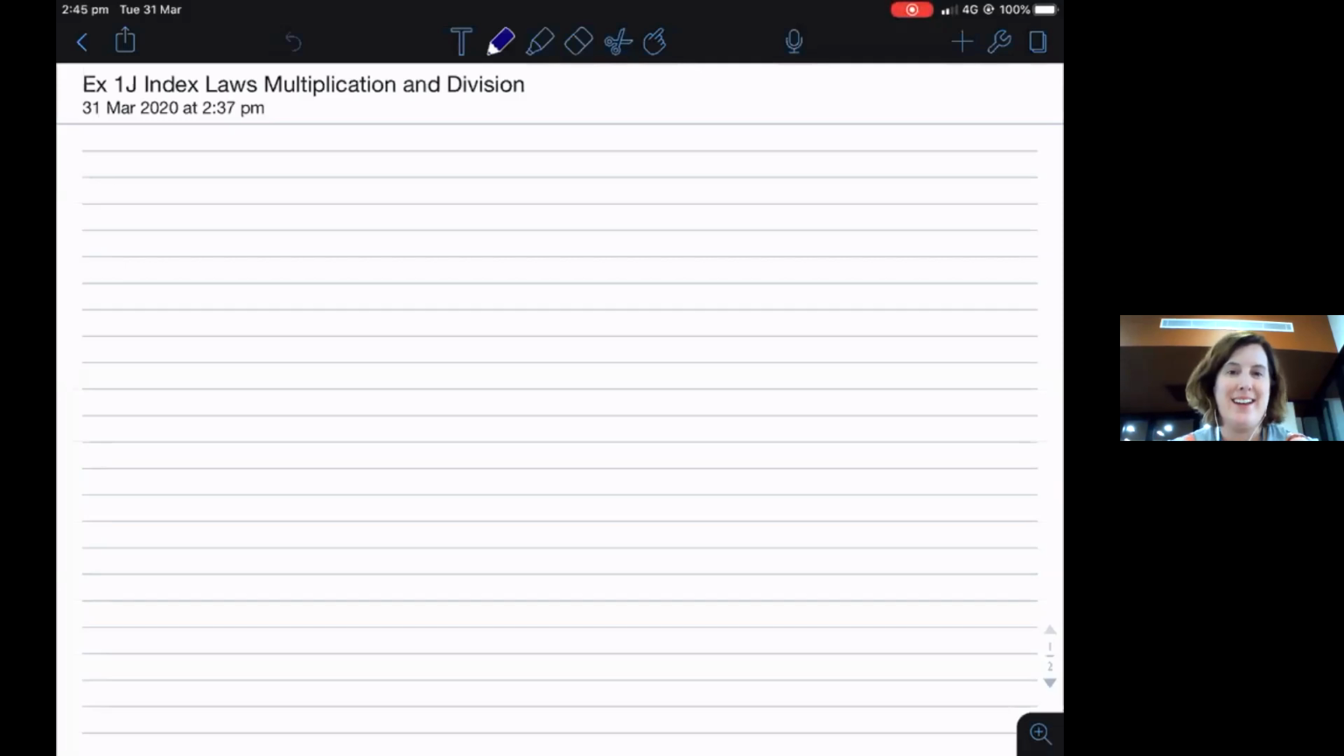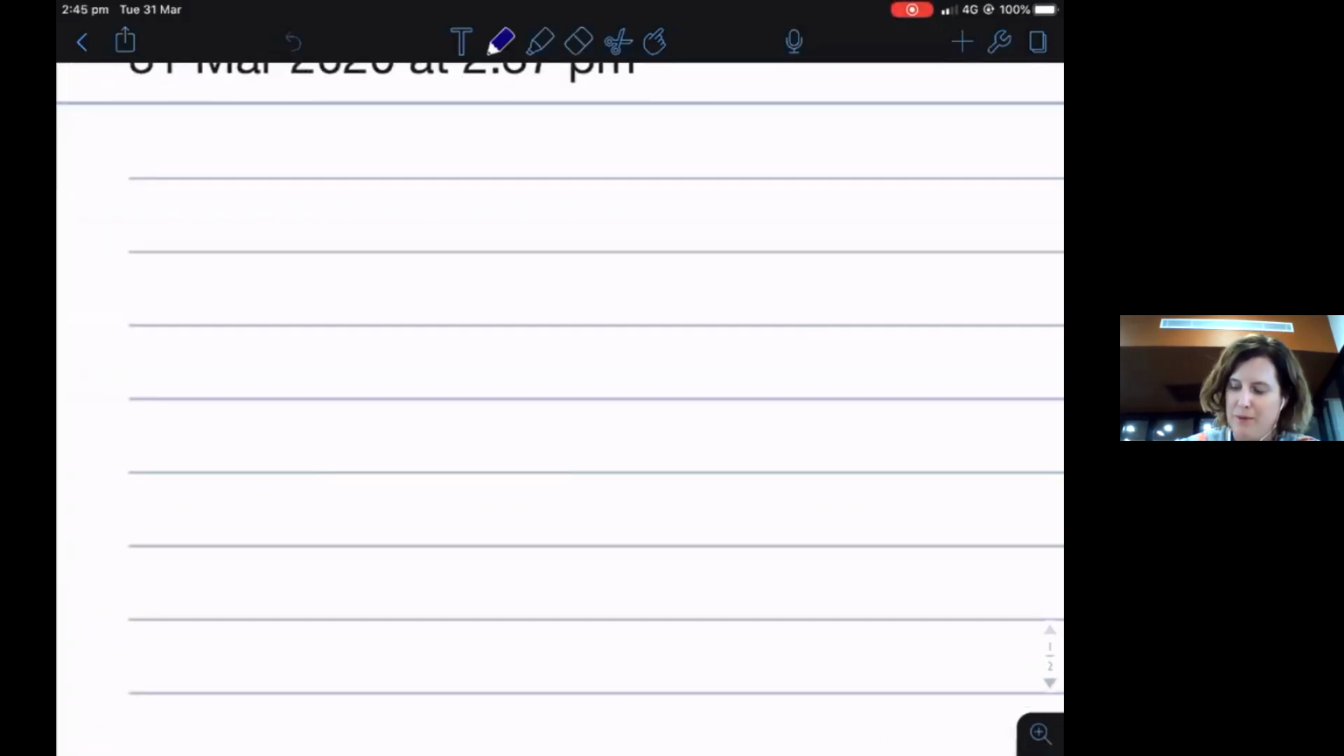Today we're looking at multiplying and dividing with indices. Now, that's a long way of saying, if I had, for example, x to the 3 times x to the 4, what would it come out with?